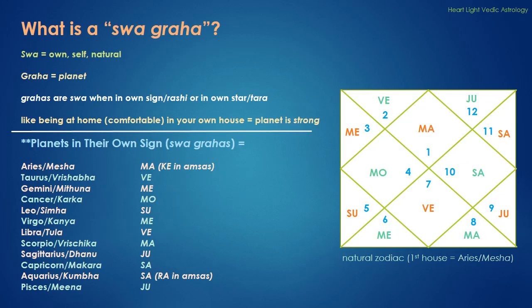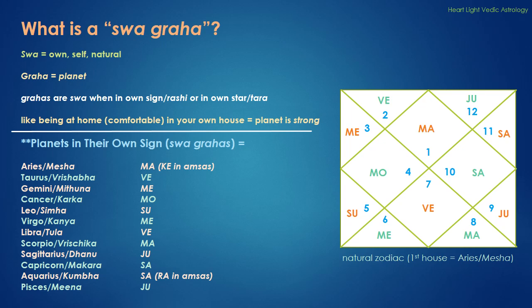Okay, so let's start off just talking about what is a swagraha. What does that mean? Well, swa in Sanskrit means own or self or natural, and graha means planet. So there are two ways basically to get a swagraha: when a planet is in its own sign or Rashi, as it's known in Sanskrit, or when a graha, planet, is in its own star or Tara, as it's known in Sanskrit.